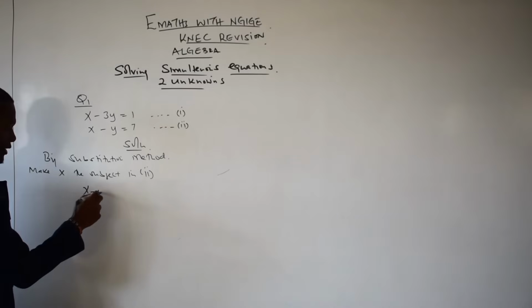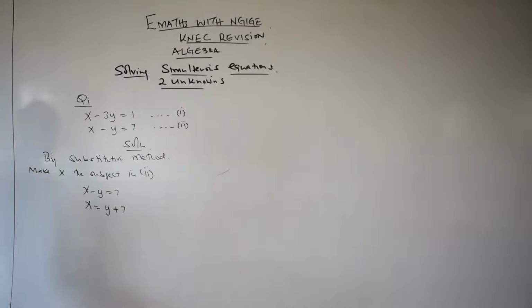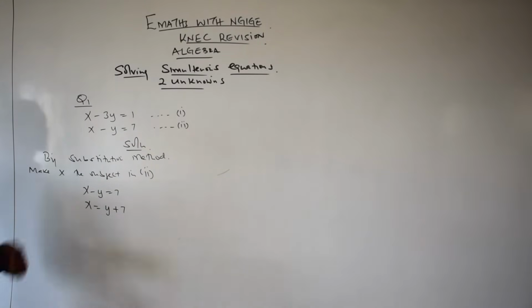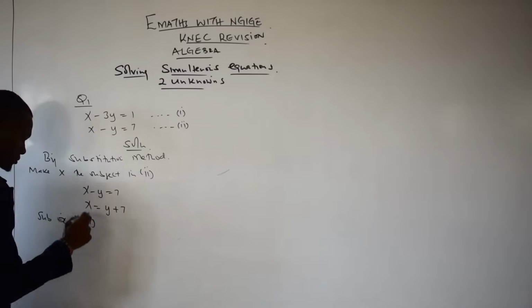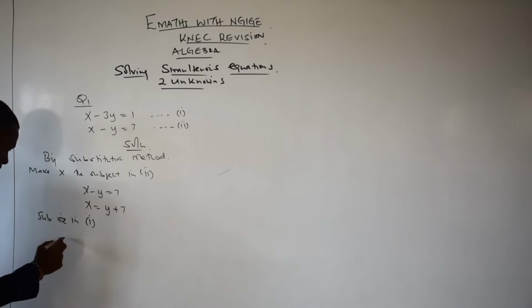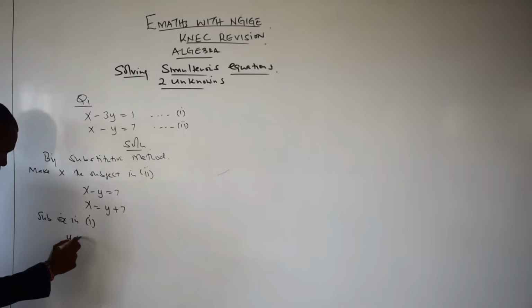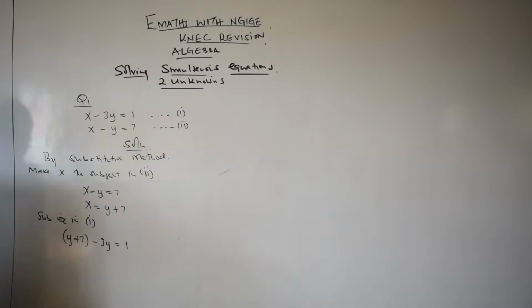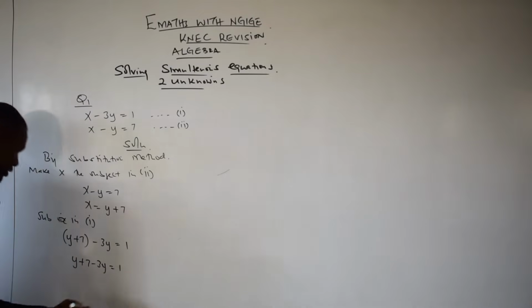So we shall have, if you have x minus y equals 7, therefore your x will be y plus 7, or 7 plus y. Then take your x, substitute it in the first equation. So we substitute x in 1. Where we have an x, we put y plus 7. So we shall have y plus 7 in brackets, then minus 3y equals 1. Therefore we have y plus 7 minus 3y equals 1.